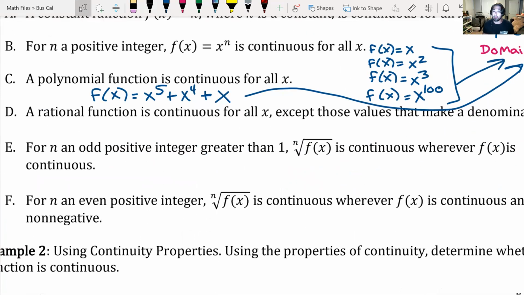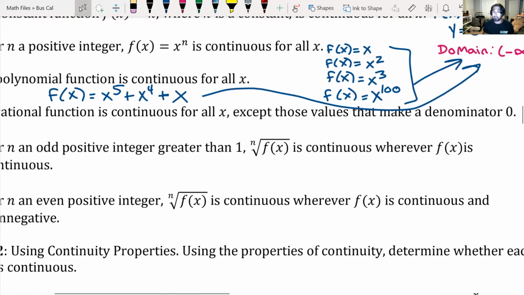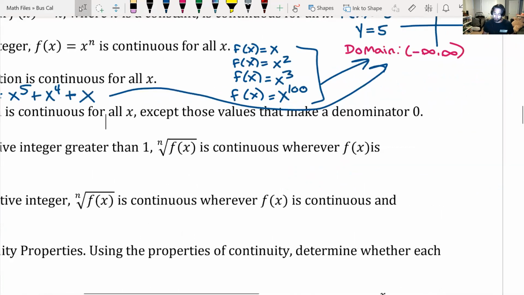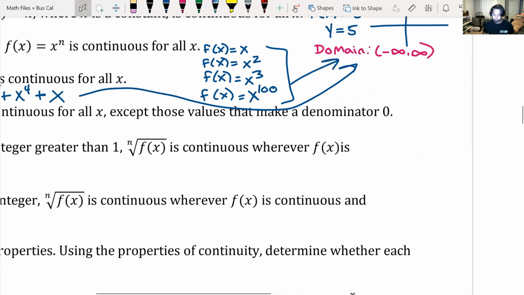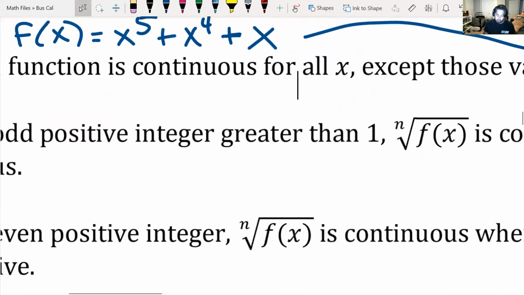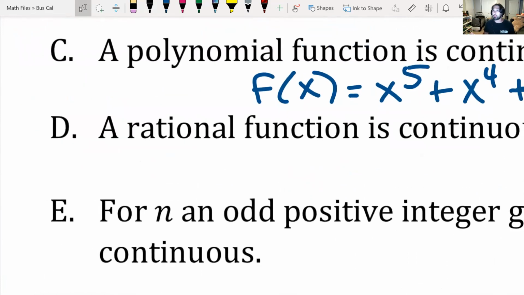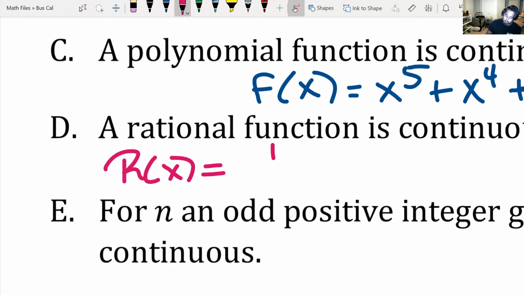D, a rational function is continuous for all x except those values that make a denominator 0. Okay, good. So when I say rational function, remember rational is just fancy for fraction. So let me make something up. Let's say r of x equaled 1 over x minus 3, right? 1 over x minus 3.